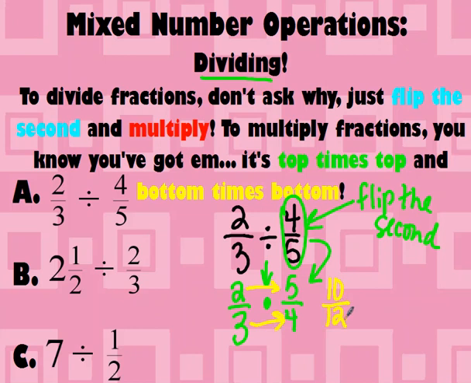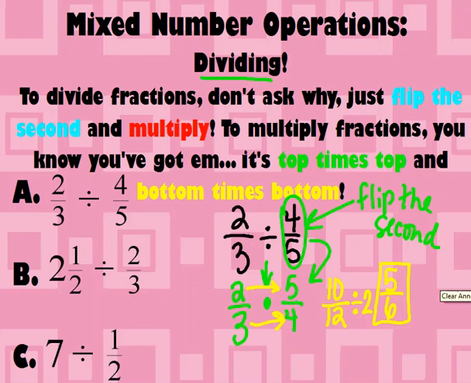A couple of things could happen here. We could do top and bottom out and go ahead and change this, or actually what we need to do is simplify. So 10 and 12, I can divide both of those by 2. They are even. So we get 10 divided by 2 is 5, and 12 divided by 2 is 6. So our answer here would be 5/6. We want to know how many times 4/5 goes into 2/3, and 5/6 would be our answer here.